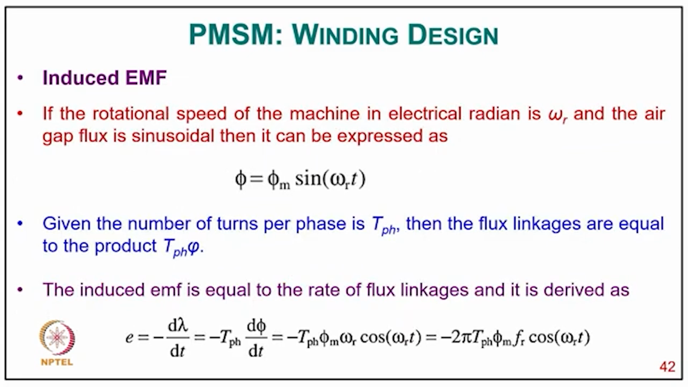If the rotational speed of the magnet in electrical radians is omega r and the air gap flux is sinusoidal, then it can be expressed as phi equal to phi m sin omega r t. Given the number of turns per phase T_ph, the flux linkage is equal to the product T_ph times phi, and the induced EMF is equal to the rate of change of the flux linkage, and it is derived as minus d lambda upon dt equal to minus T_ph d phi upon dt equal to minus T_ph omega r phi m cos omega r t, or equal to minus 2 pi T_ph phi m f_r cos omega r t.